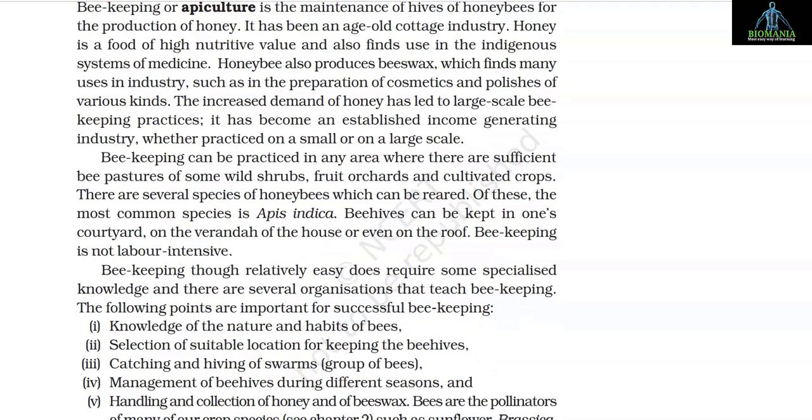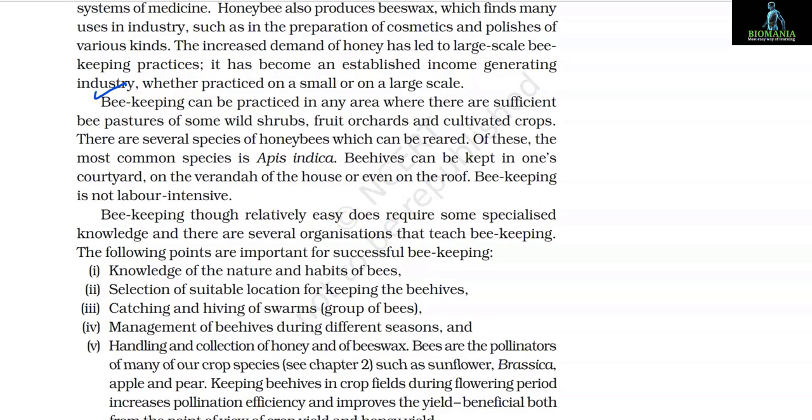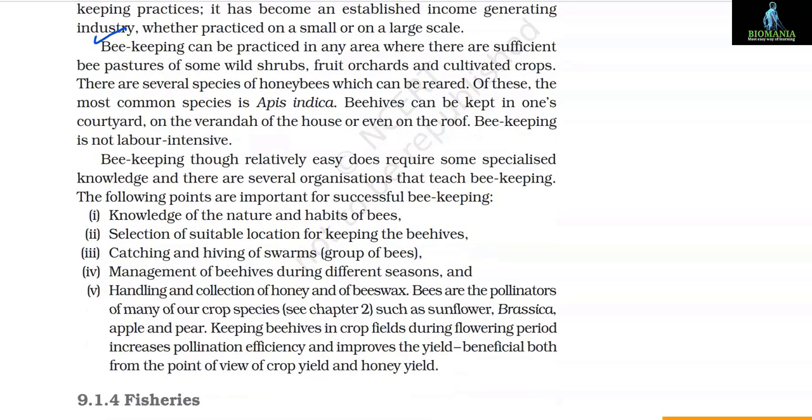It has become an established income-generating industry, whether practiced on a small or on a large scale. Beekeeping can be practiced in any area where there are sufficient bee pastures of some wild shrubs, fruits, orchids, and cultivated crops. There are several species of honeybees which can be reared. Of these, the most common species is Apis indica. Beehives can be kept in one's courtyard, on the veranda of the house, or even on the roof.